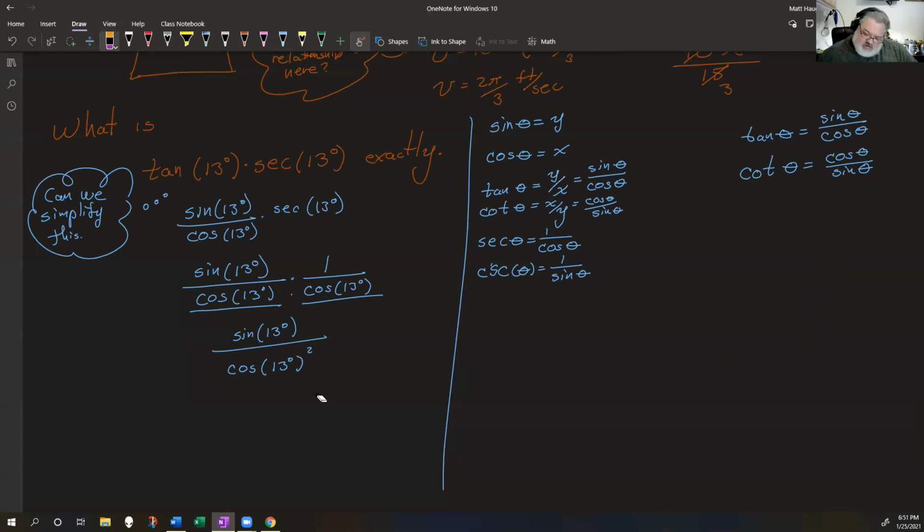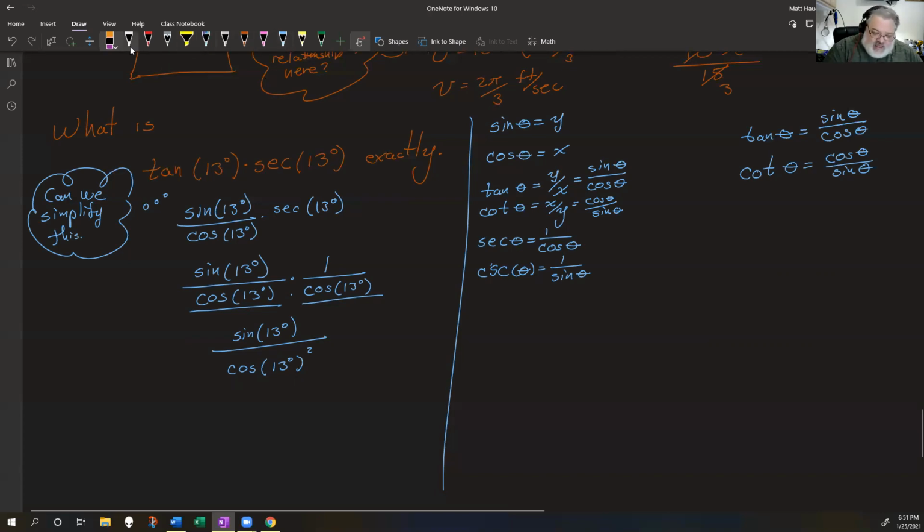Say that again? Root sine over cosine? No. For a couple of reasons. Well, one, you can't take the square root of a fraction and have it maintain value. That makes sense, because that would make 1/4 the same as 1/2. Because the square root of 1 is 1, square root of 4 is 2.